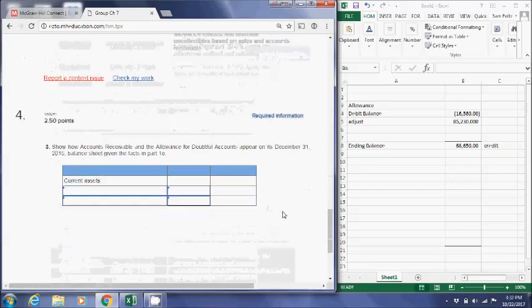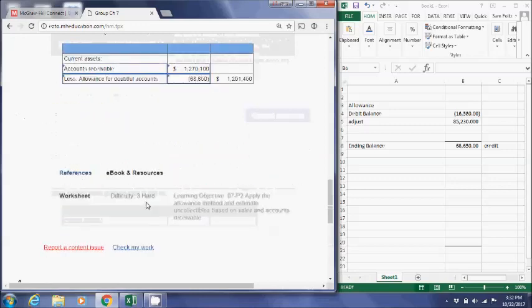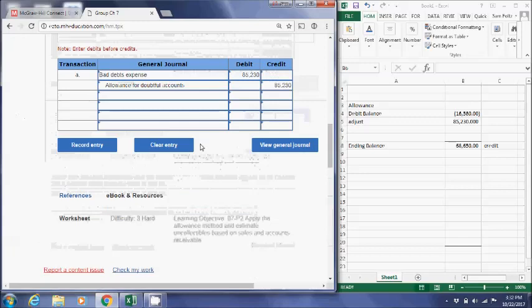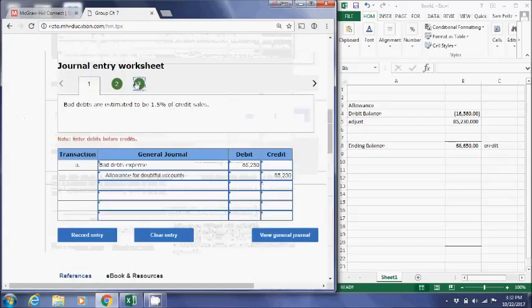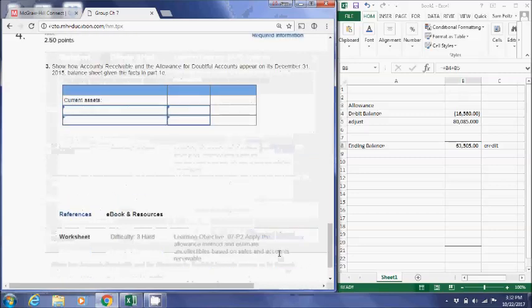It says show how accounts receivable and the allowance for doubtful accounts appear given the facts in Part 1C. And that was the last one that we did, where we adjusted the account. It would be journal entry number 3. Once again, now the adjustment was $80,085. And this was the one where we had calculated we wanted our ending balance to be $63,505. Go back over to Connect.